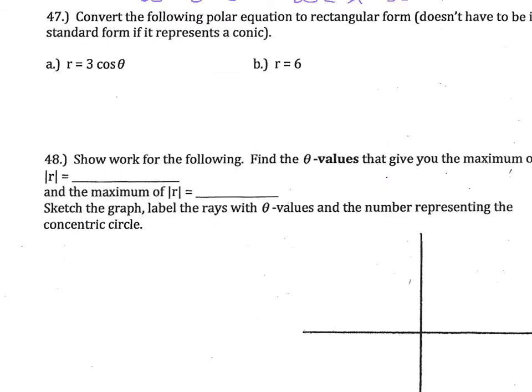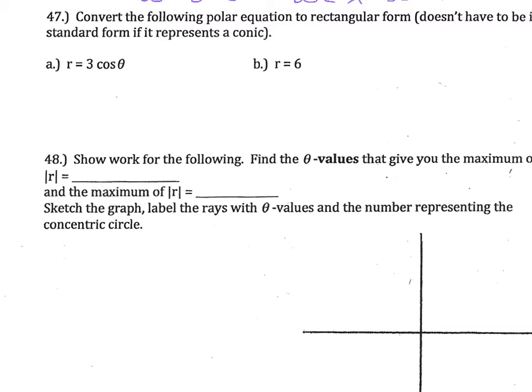Now we will review converting polar equations to rectangular form. So we're taking a polar equation and writing it so there's x and y's in the equation instead. So we have r equals 3 cosine theta.